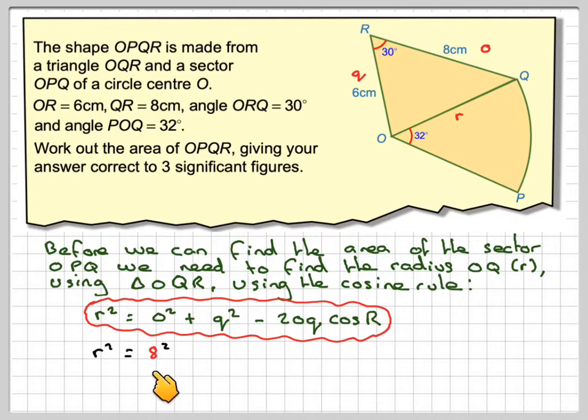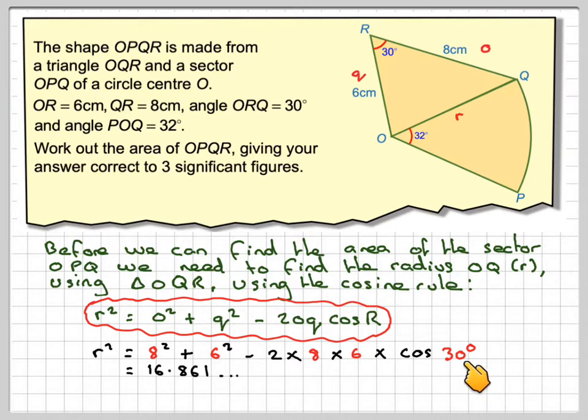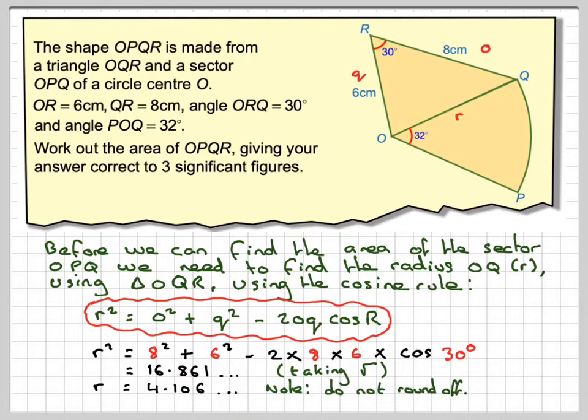which means R squared will be equal to 8 squared plus 6 squared minus 2 times 8 times 6 times the cos of 30 degrees. So that will be equal to 16.861. You're doing it on your calculator all in one go, making sure you put the correct sign in. Now, you don't actually have to take the square root to find R, because we actually need R squared in the next bit, but if you do, you're going to get 4.106. Note, in either case, do not round off.